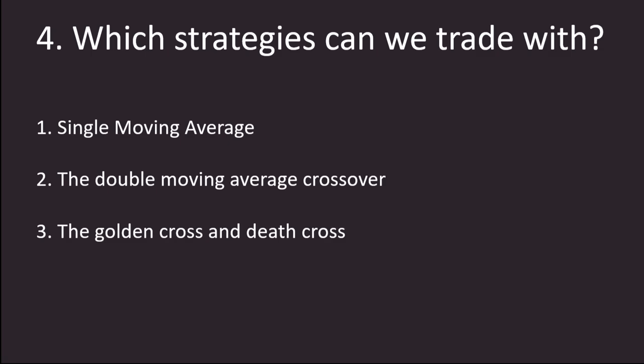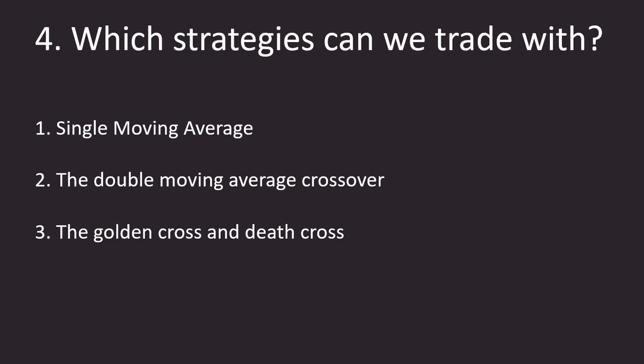Third, the golden cross and death cross. This is a longer term version of the crossover strategy. The golden cross happens when the 50 SMA crosses above the 200 SMA, which many traders see as a strong bullish signal. A death cross is the opposite, the 50 dropping below the 200, and is seen as bearish. The signals don't happen often, but when they do, they can mark big trend shifts.